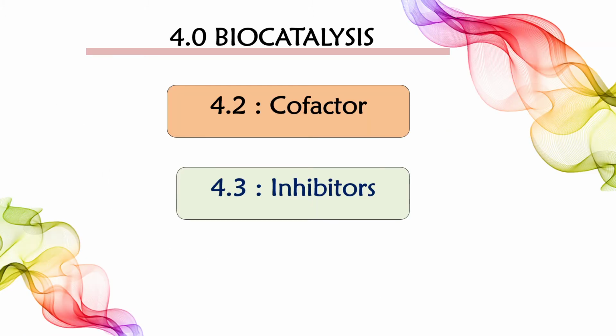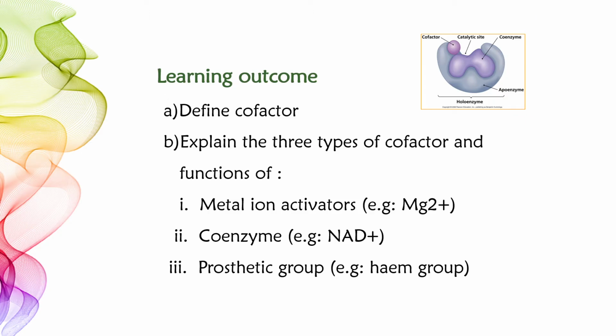Let us continue with the next subtopic in this chapter, 4.2 cofactor and 4.3 inhibitor. Okay, so let's continue 4.2 cofactor. At the end of this subtopic, you should be able to define cofactor, explain the three types and functions of cofactor: metal ion activator, coenzyme, and prosthetic group.